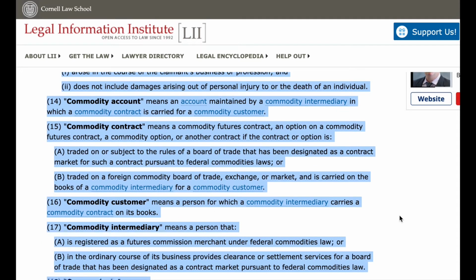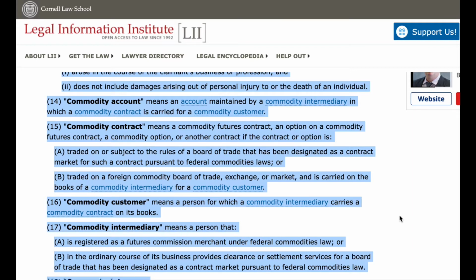14. Commodity account means an account maintained by a commodity intermediary in which a commodity contract is carried for a commodity customer. 15. Commodity contract means a commodity futures contract, an option on a commodity futures contract, a commodity option, or another contract if the contract or option is: a. Traded on or subject to the rules of a board of trade that has been designated as a contract market for such a contract pursuant to federal commodities laws; or b. Traded on a foreign commodity board of trade, exchange, or market, and is carried on the books of a commodity intermediary for a commodity customer.